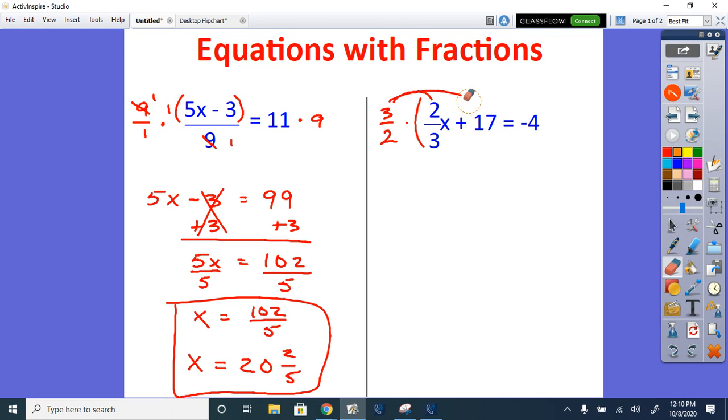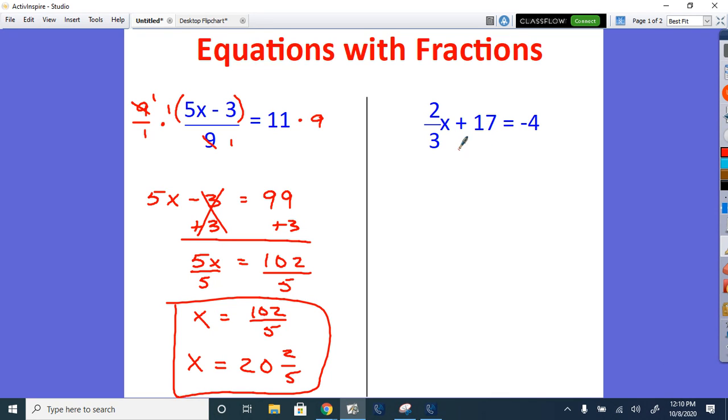Okay? Now, the difference here, though, is this 17 is not in the numerator. So actually, I can use my reverse order of operations and get rid of it to clear it to the other side. So what I am going to do first is subtract the 17 from both sides. I'm left with 2/3 x is equal to negative 21.